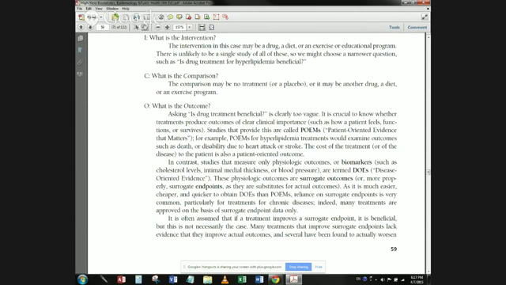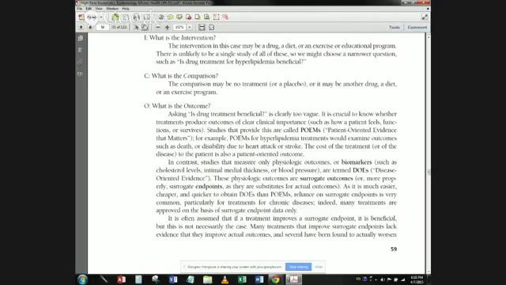I. What is the intervention? The intervention in this case may be a drug, a diet, or an exercise or an educational program. There is unlikely to be a single study of all of these, so we might choose a narrower question such as, is drug treatment for hyperlipidemia beneficial? C. What is the comparison? The comparison may be no treatment or a placebo, or it might be another drug, a diet, or an exercise program. O. What is the outcome?